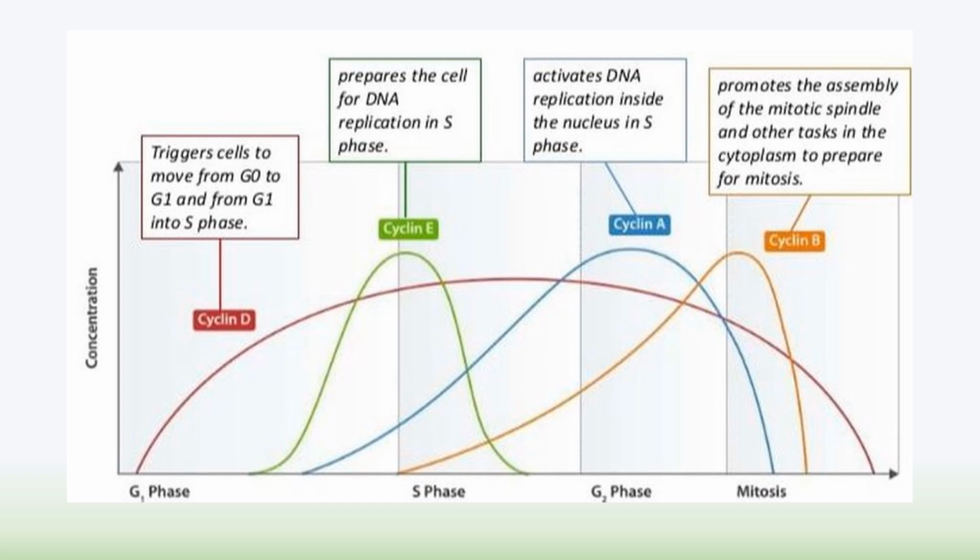So there you go again, cyclin D triggers the cells to go from G0 to G1 and G1 to S. Cyclin E prepares the cell for DNA replication. Cyclin A activates the replication inside the nucleus, and cyclin B promotes the assembly of mitotic spindles to prepare the cytoplasm for mitosis.